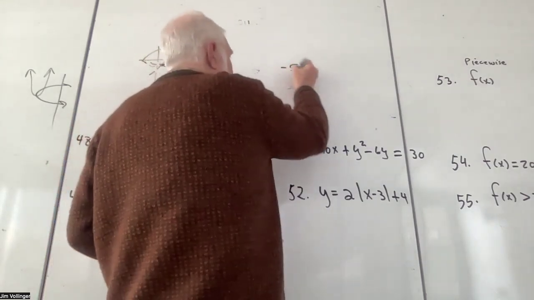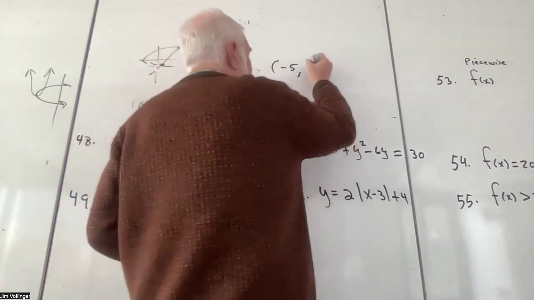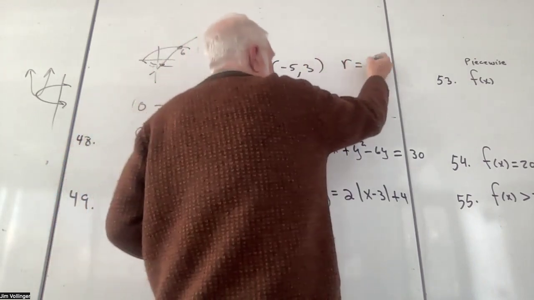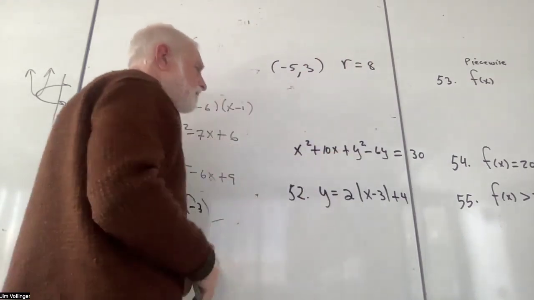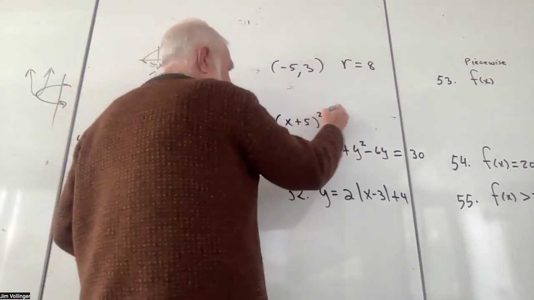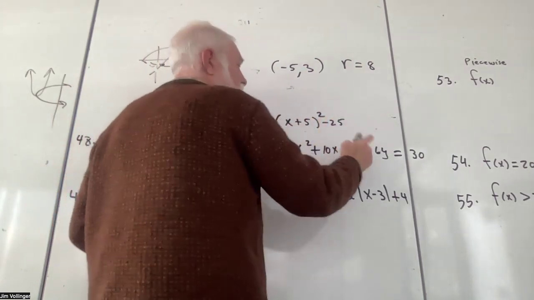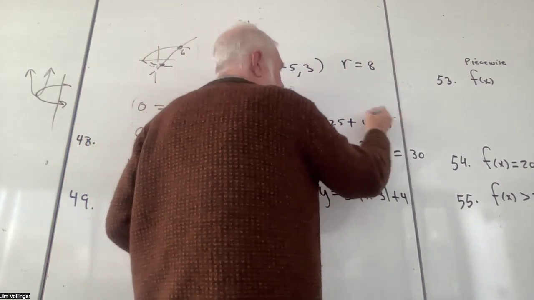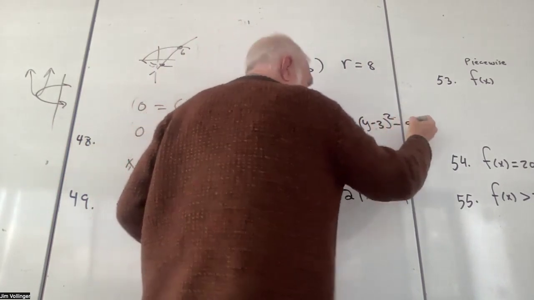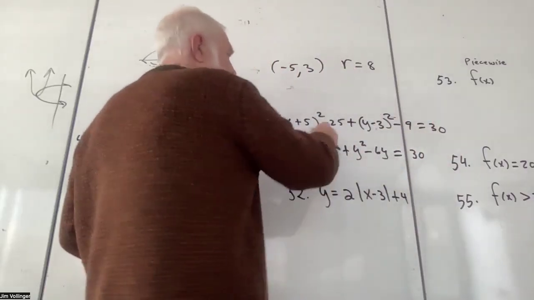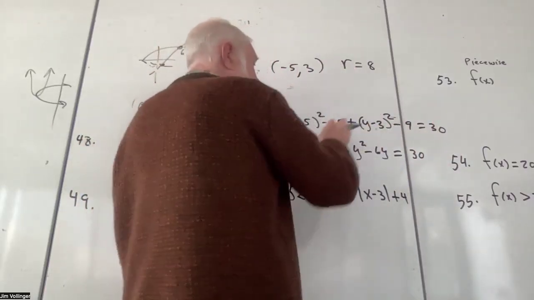So negative 5, and the other one is positive 3, and 25 and 9 through to 64 with a radius of 8. Okay, just looking at it. Complete the square. x plus 5 squared. I got to get rid of 25. Complete the square again for the y's. y minus 3 squared. I got to get rid of the 9. Equals 30. Okay. If I bring the 25 and 9 over, I get 64.